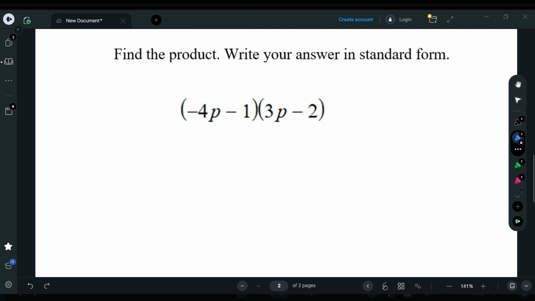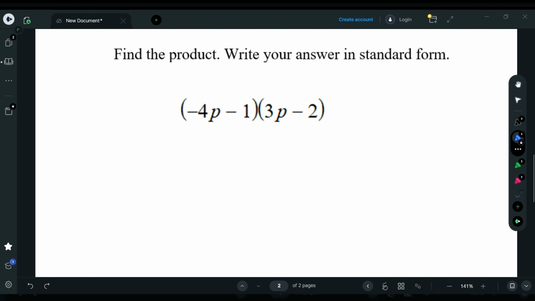Now, when we're multiplying polynomials, we have to distribute every term from our first polynomial to every term in the second polynomial. Now here we've got two terms, so two terms in the front, two terms in the back. That's why I called this a binomial, and this is also a binomial. So we have a binomial times a binomial. Let's go ahead and do the distributions.